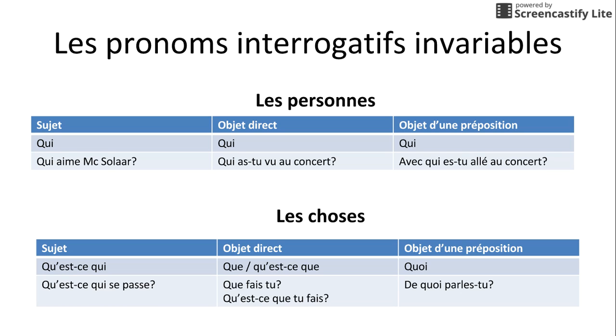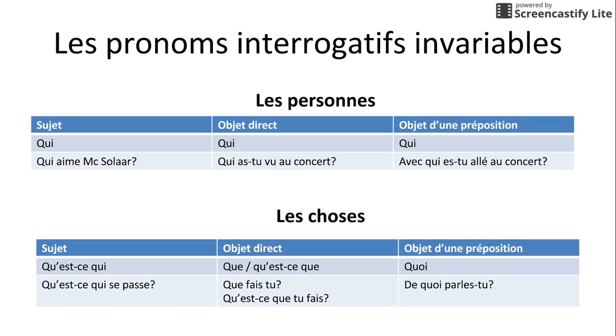Here are some invariable interrogative pronouns. We can use qui as a subject, direct object, an object of a preposition, always when we're talking about people. So, the 3 example questions, qui aime MC Solaar? Who likes MC Solaar? Who is our subject?